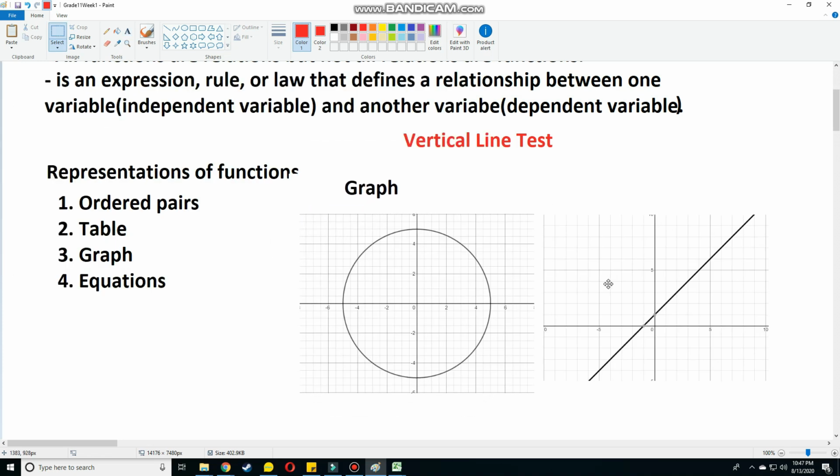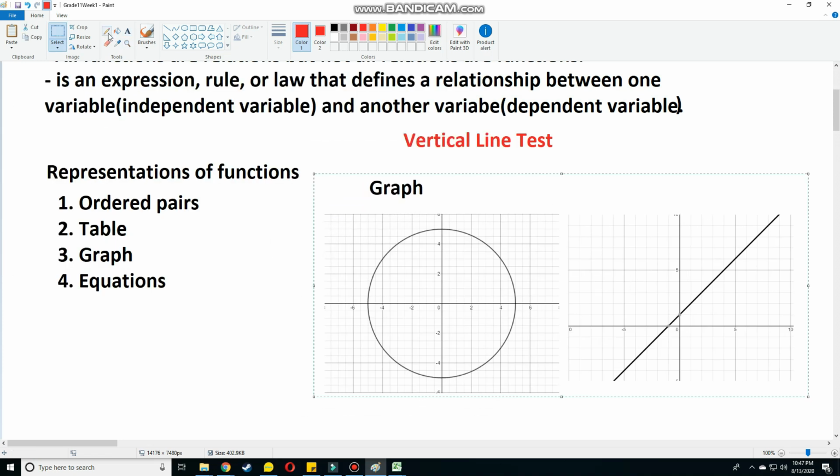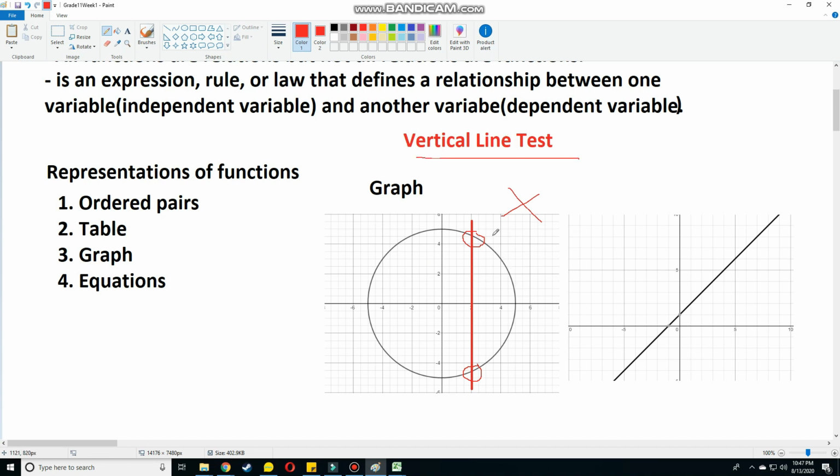Okay, these graphs, we have two graphs. Now, for example, on the first example, let's do the vertical line test wherein we would draw a vertical line. And upon drawing the vertical line, we figured that it hits our graph more than once. Then therefore, our graph number 1 is not a function. It's because upon doing the vertical line test, it hits our graph more than once.